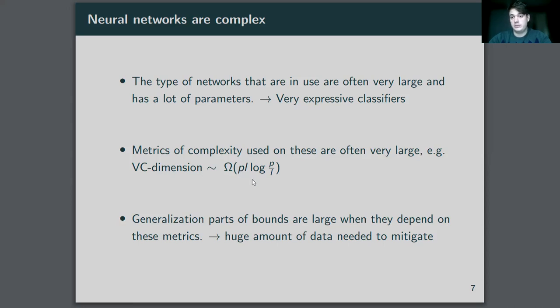And since we have millions or even billions of parameters in the newest, hottest neural networks of the day, well, this doesn't bode well to have tight bounds on performance. So we will need a huge amount of data to mitigate it, which in many of these settings is not really feasible.